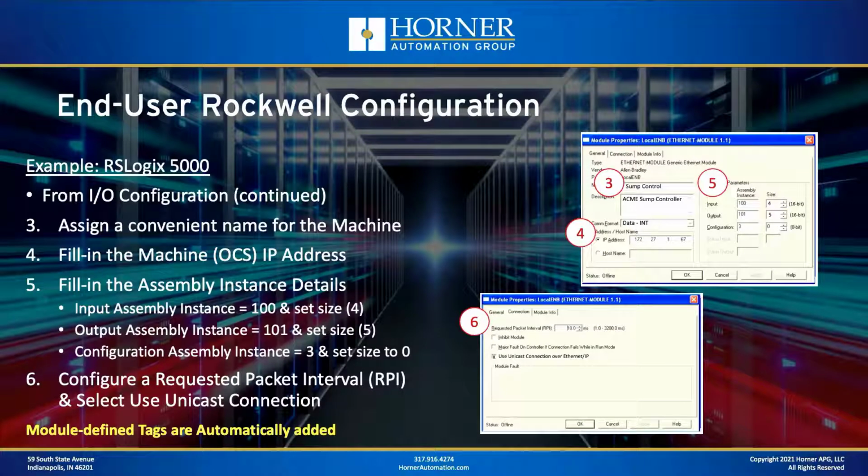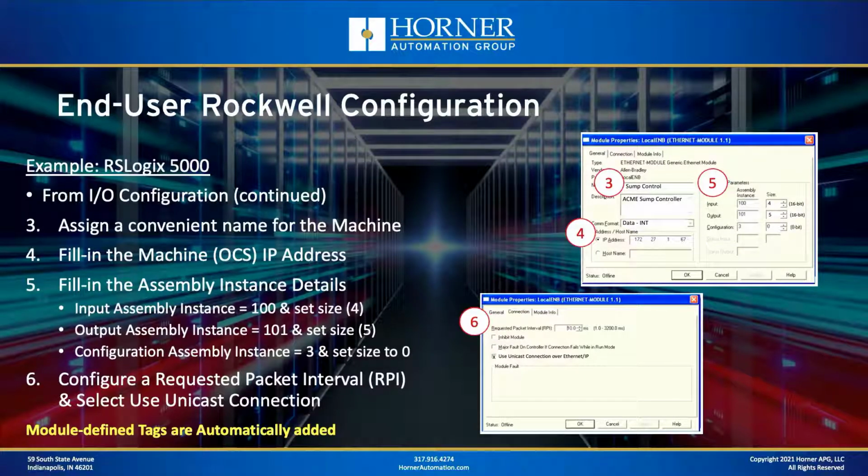And that was that additional information that you need to publish that I showed on the last slide, with the input assembly instance number and the proper size. In our example, it's 4. The output assembly instance and its proper size, which in this case is 5. And then the configuration assembly instance for your machine based on a Horner OCS is going to be 3, with a size always equal to 0.